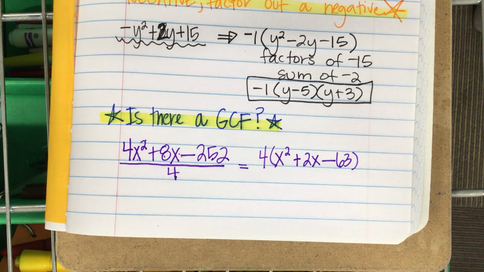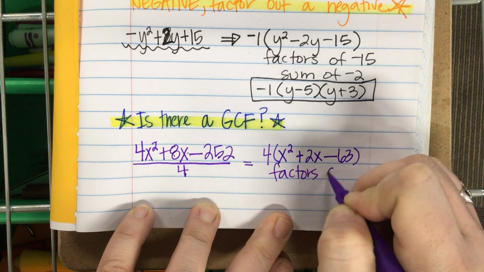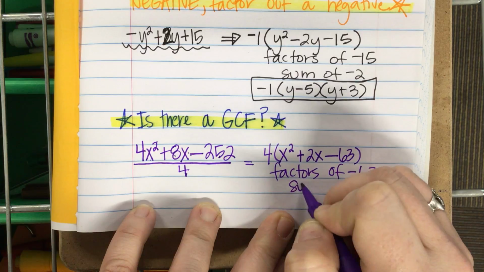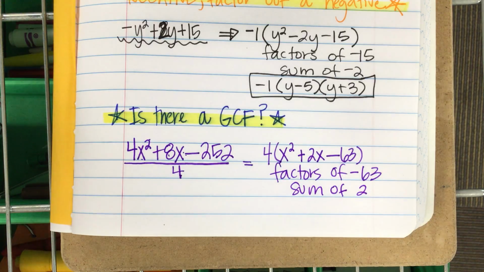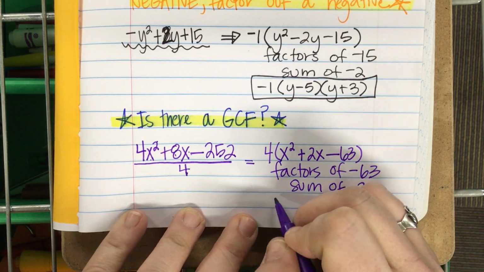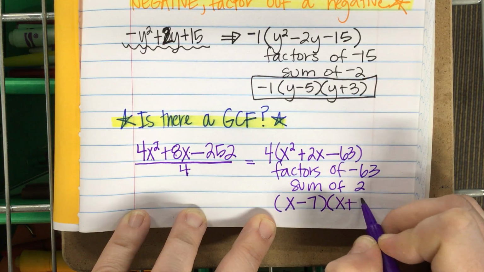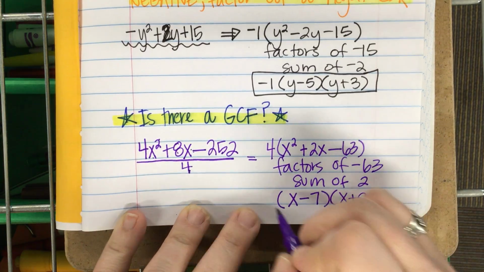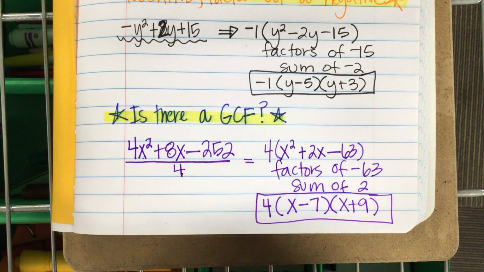Now, let's look. Can I factor it? Are there factors? What times what equals negative 63 that have a sum of 2? 7 times 9. Negative 7 and positive 9. Is that my answer? No, because I have a greatest common factor of 4.